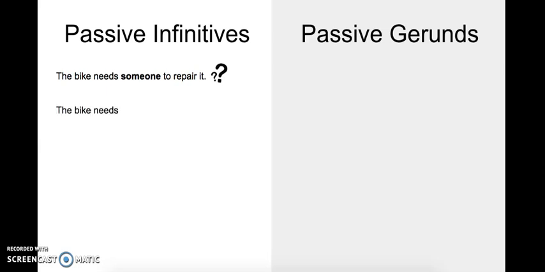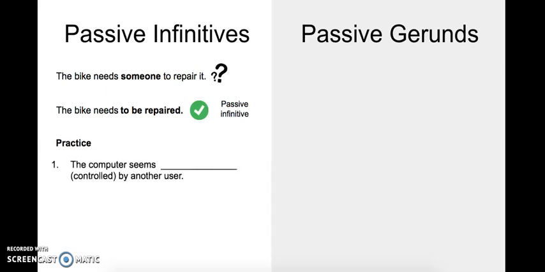The bike needs to be repaired. To be repaired is the infinitive form of the verb repair. So therefore, the bike needs to be repaired is a passive sentence using infinitives. So let's practice. So we're using infinitive forms of the verb to make a passive sentence.